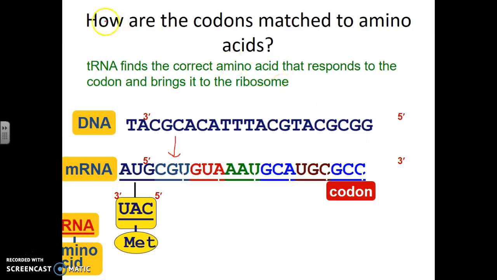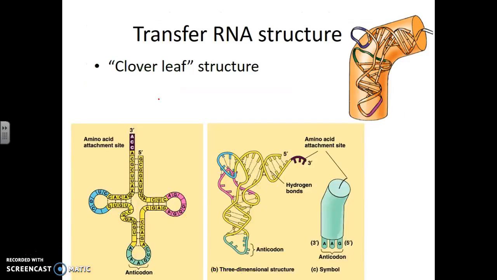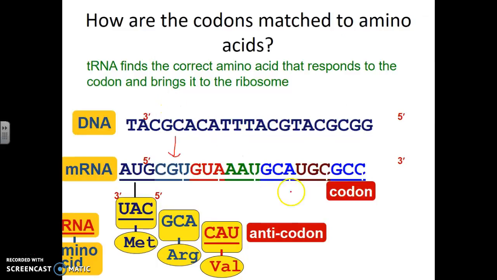The job of the tRNA molecule is to find the correct amino acid that corresponds to the codon and bring it to the ribosome in the right place. Now you may ask, well, how does it do that? How does it know? How the tRNA knows is that the tRNA has on it an anticodon, which is complementary to the codon.